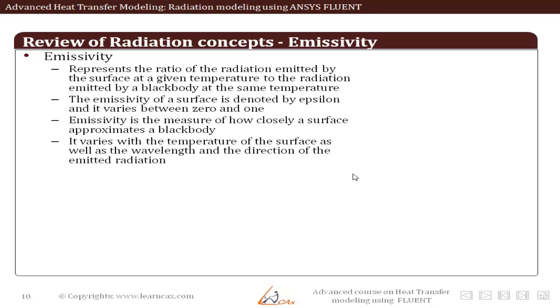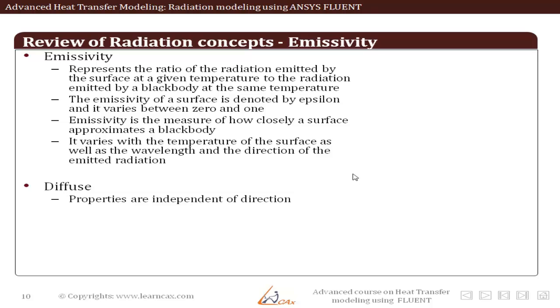Emissivity is the ratio of radiation emitted by the surface at a given temperature to the radiation emitted by a black body at the same temperature. Emissivity of a surface is given as epsilon. The value of this quantity varies between 0 and 1. This property emissivity is also never constant. Emissivity varies with temperature of the surface as well as wavelength and direction of the emitted radiation.